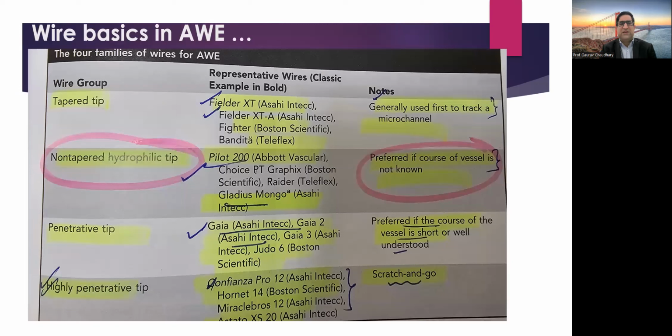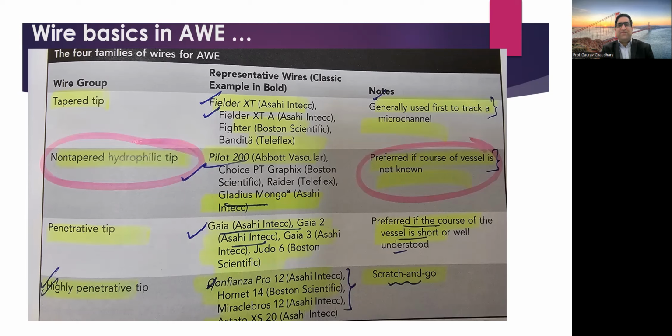So, after discussing these various stages, drilling, penetration, sliding, we have to keep in mind which wire to be used at which place. For micro channel crossing, that is the sliding technique, we have to take this hydrophilic polymer jacketed taper tip wire, that is Fielder XT or XTR or XTA, generally used to track a micro channel.